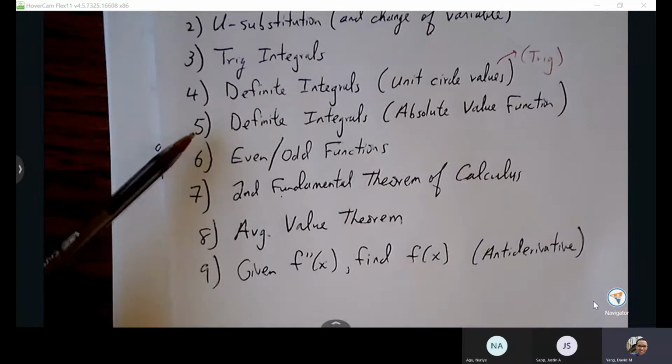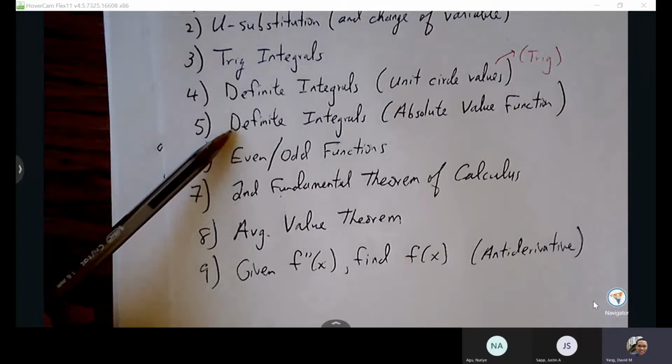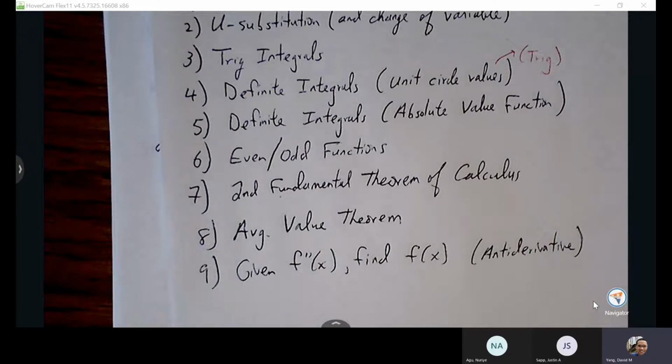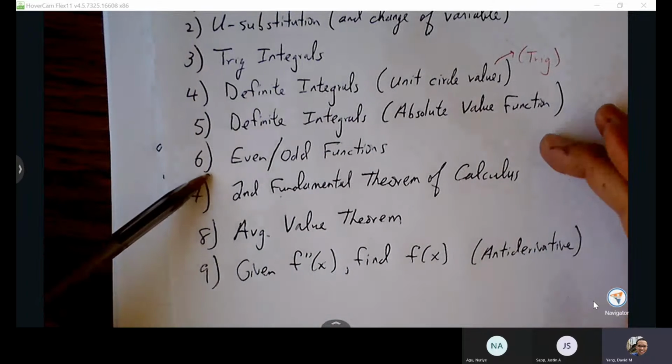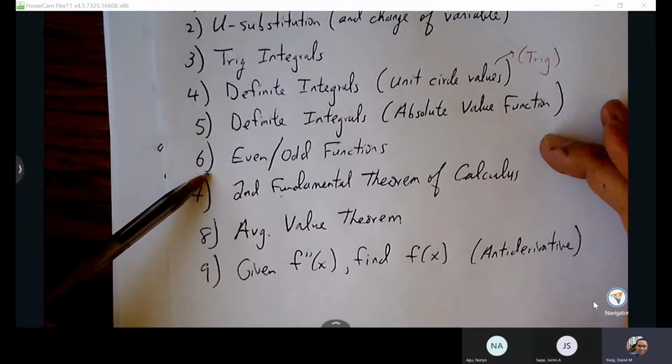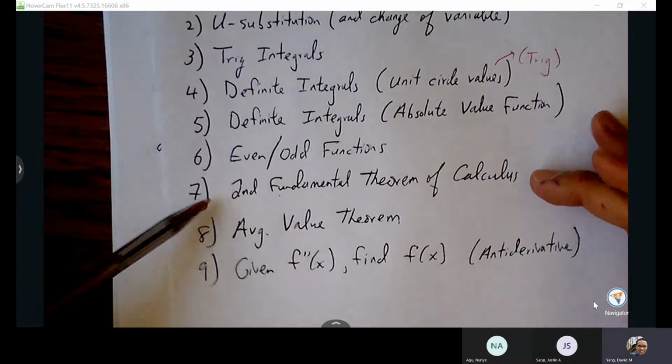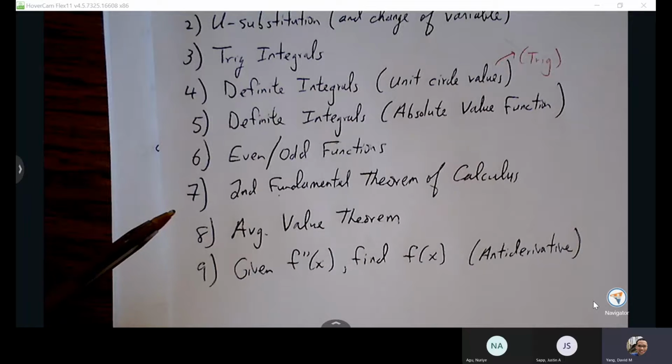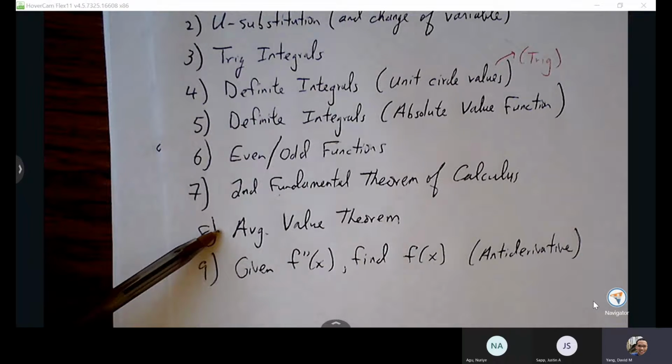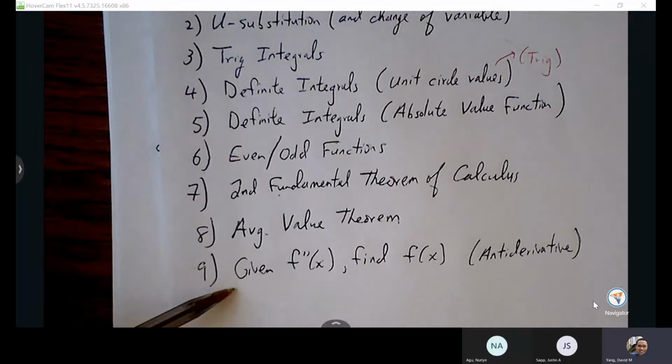Okay, I've got time for one more. Which one do you guys want to do? Do you want to do a definite integral with absolute value function where you draw the two graphs and add the two triangles together? Do you want to do an even and odd function, which we did in class? Second fundamental theorem of calculus, which we did in class as well today. Average value theorem, or given acceleration, find position.